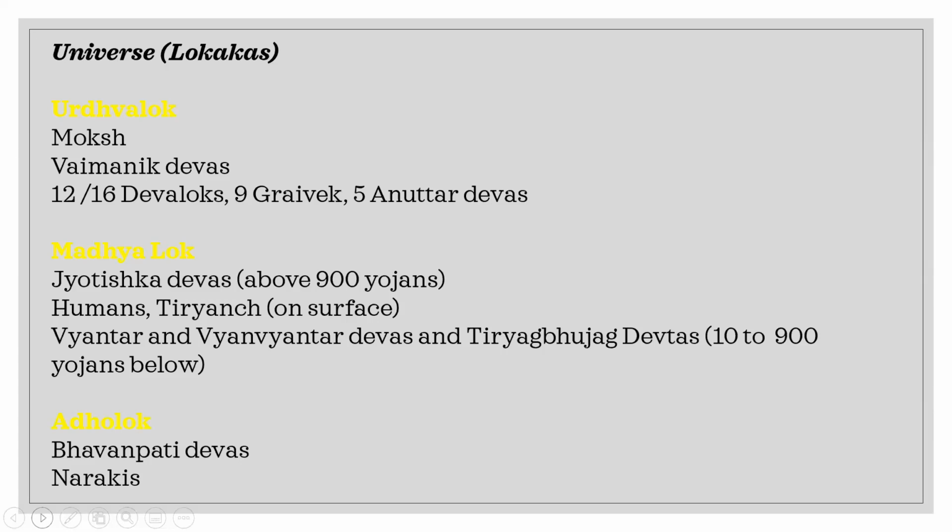Then in the last class, we were looking at the structure of the Madhyalok. And we saw that Madhyalok is a place where we live, where the Manushya and Tiryanch all live. Below the Swayambhutal Bhumi, we saw there are Vyantar Devas, Vanavyantar Devas and Tiryak Jrumbhak Devtas. They stay up till the 900 Yojan Bhumi. And above the Swayambhutal Bhumi, there are the Jyotish Devtas that also extend up till 900 Yojan Bhumi.